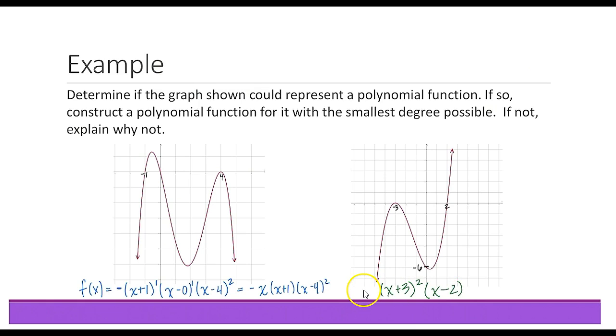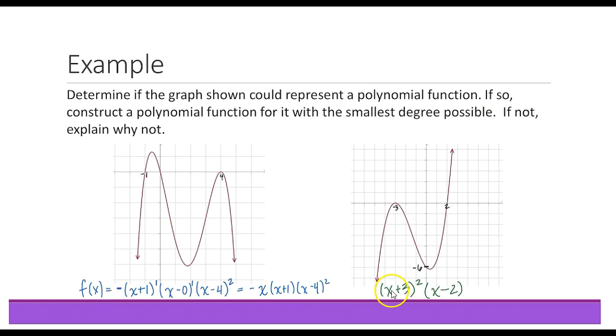And let's check the end behavior right now. The right side is pointing up, the left side is pointing down. If I look at what I've created so far, I have x squared and x, so a total of x cubed. Well, positive x cubed does have the right side point up and the left side point down, so the end behavior is satisfied.